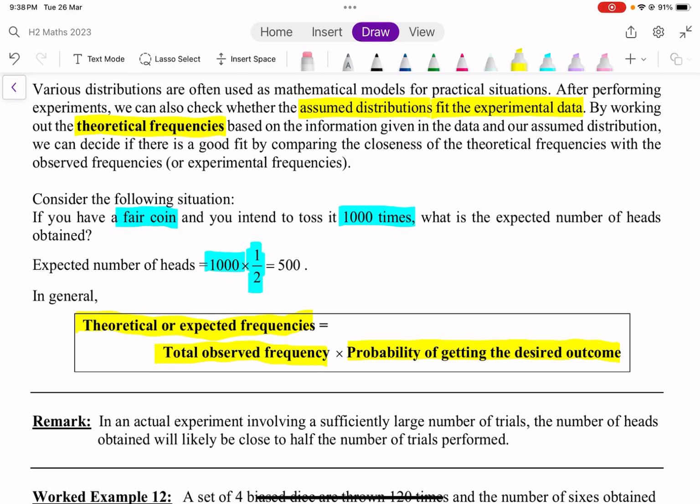So in actual experiments that you carry out, usually it will involve quite a large number of trials. If you look at this example here of throwing the fair coin, if you have a large number of trials, then the number of heads that you get will quite likely be close to half the number of trials that you carry out.